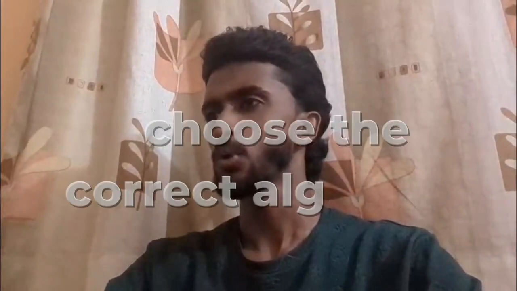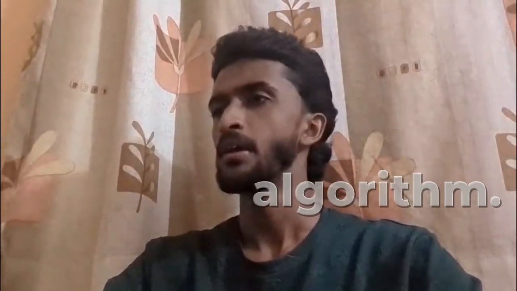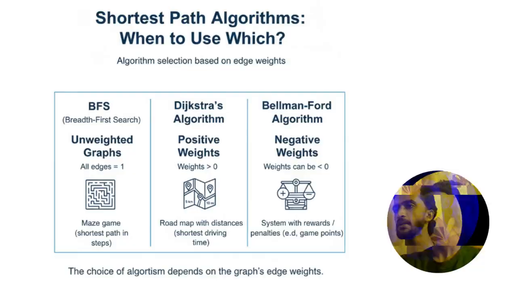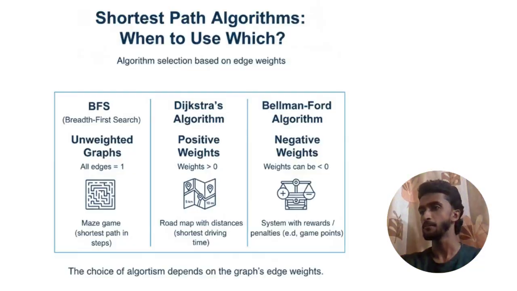Now let us see how to choose the correct algorithm. If the graph is unweighted, we can use BFS. If all weights are positive, we can use Dijkstra's algorithm. If there are negative weights, we can use the Bellman-Ford algorithm. For example, in a maze game, use BFS. In road mapping distances, use Dijkstra. In a system with rewards or penalties, use Bellman-Ford. So the algorithm is chosen based on the types of weights in the graph.